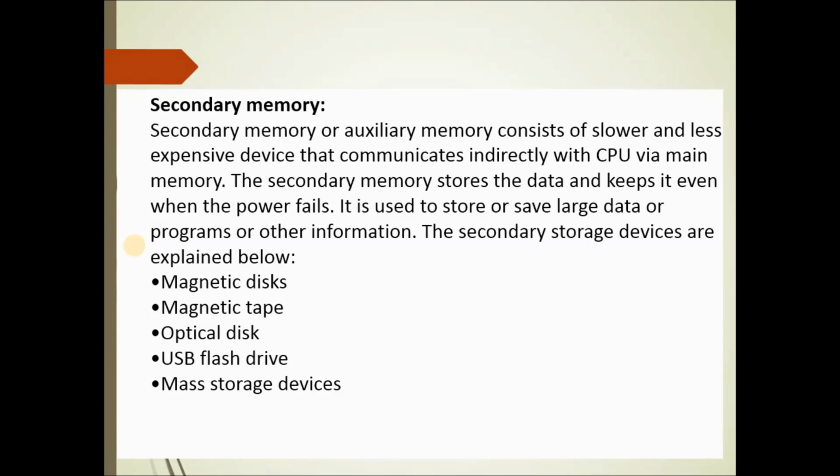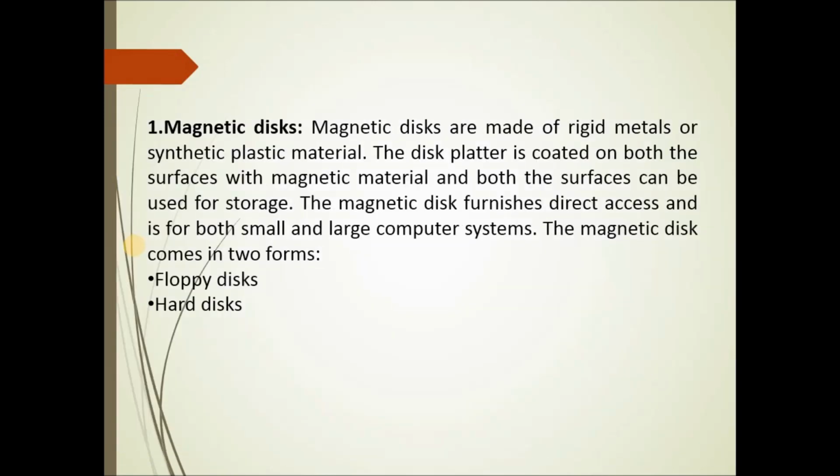So permanently, if you want to store something in the system, you can store it in secondary memory. It is also known as auxiliary memory. Secondary memory can be divided into magnetic, optical, USB flash and mass storage devices. Okay, so now about the magnetic disk.